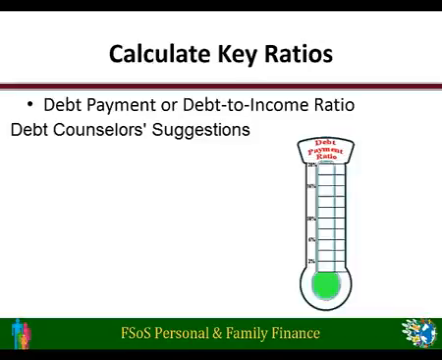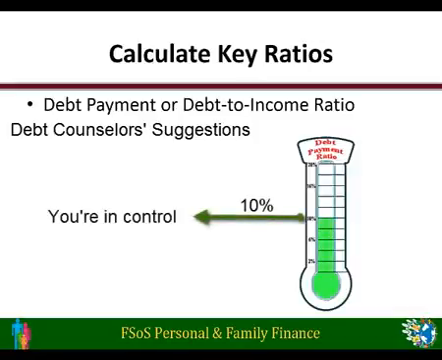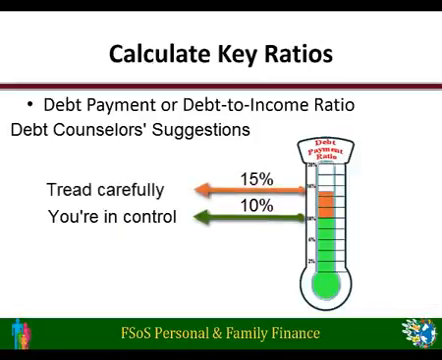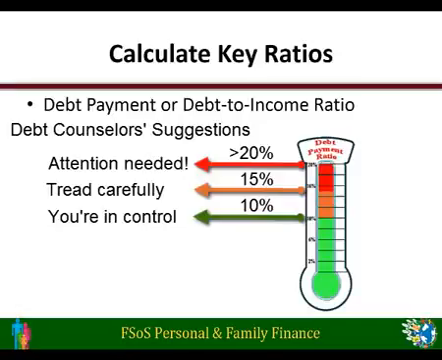They often tell consumers who wonder about what is a safe amount of debt to have that at 10%, you're in control. At 15%, you're starting to be at the edge, and you need to be very careful. Try to pay down your debt to avoid getting into the overextended category. At 20% and greater, you're in the red, or actually the danger zone. This is where changes are really needed to get you back in balance.